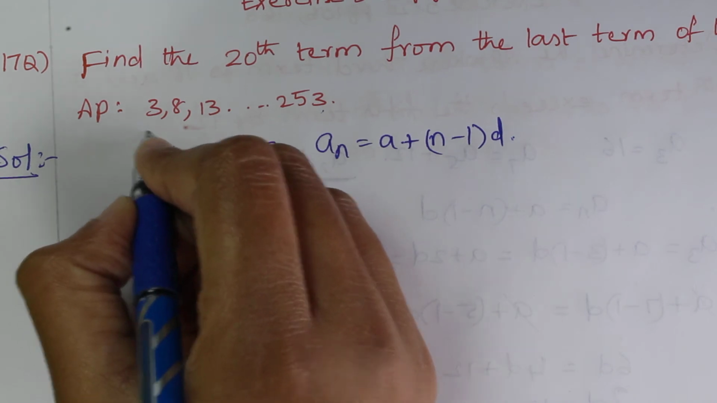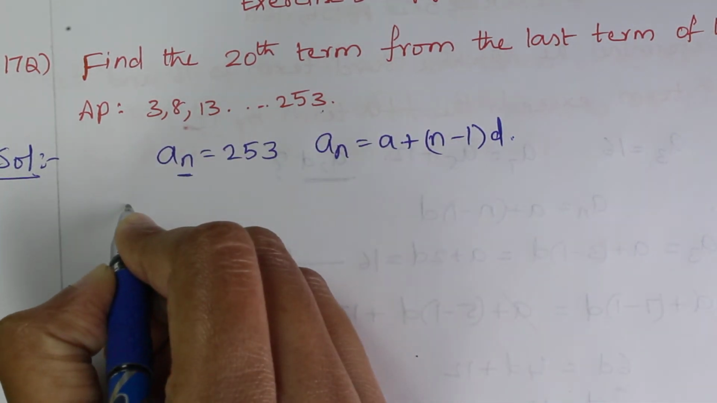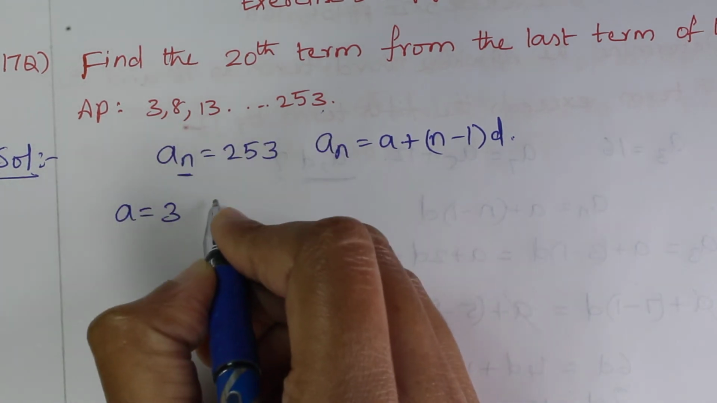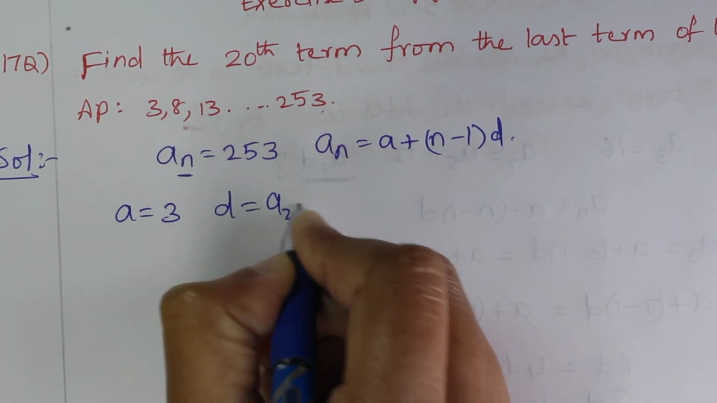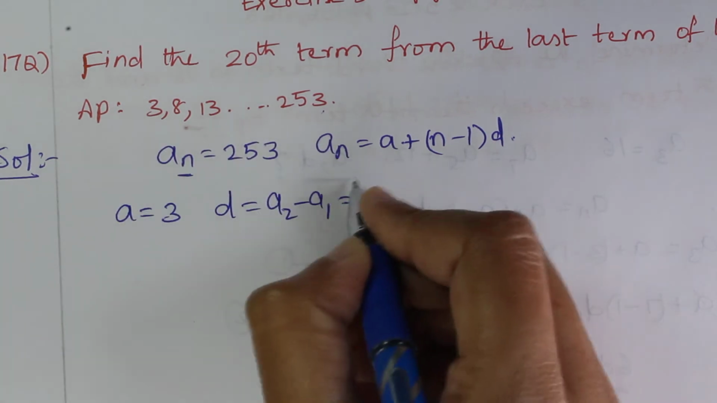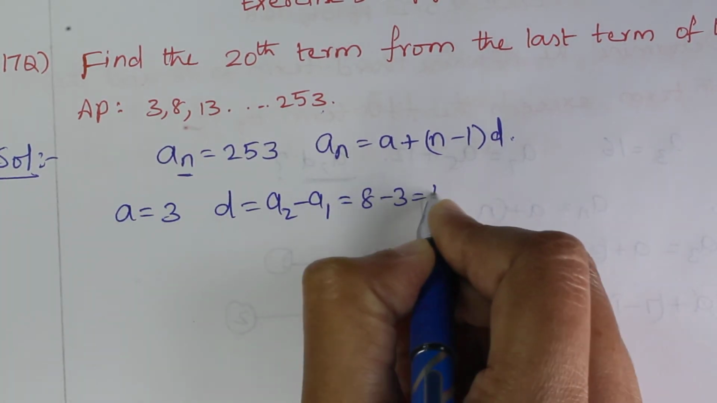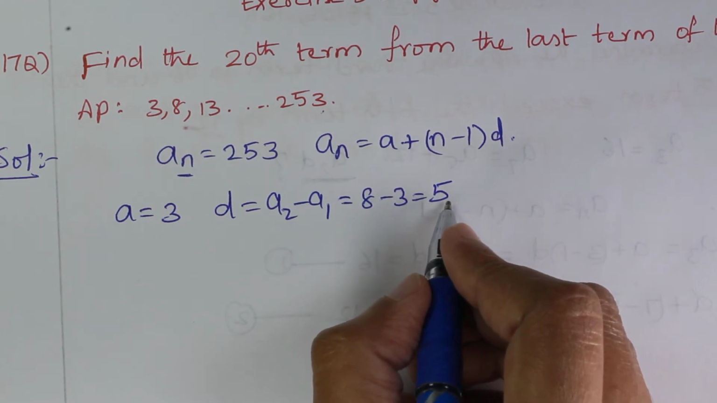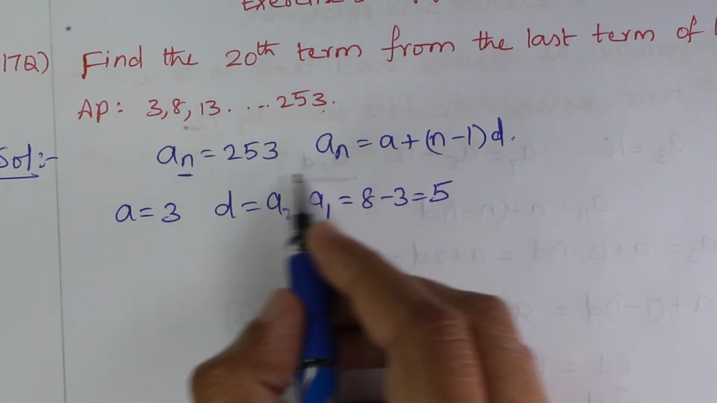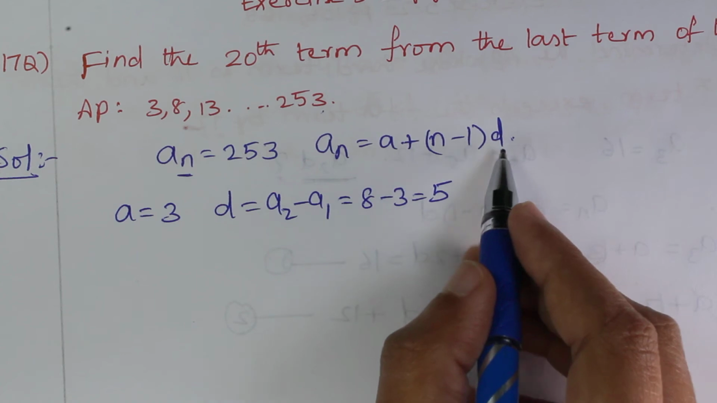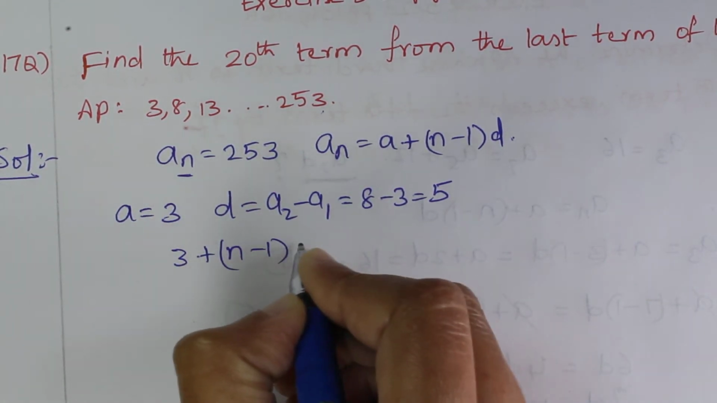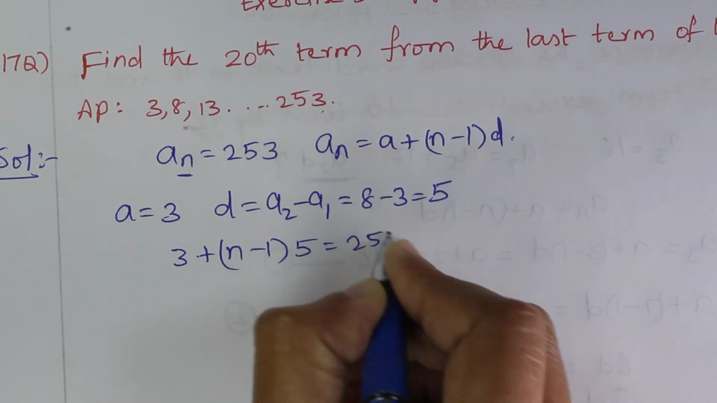From this series I will get the values of a. A is the first term, which is equal to 3, and the common difference d is equal to a2 minus a1, that is 8 minus 3, which is equal to 5. So I have the values of a and d. I will substitute this in this equation: an is equal to a plus n minus 1 into d. So 3 plus n minus 1 into 5 is equal to 253.